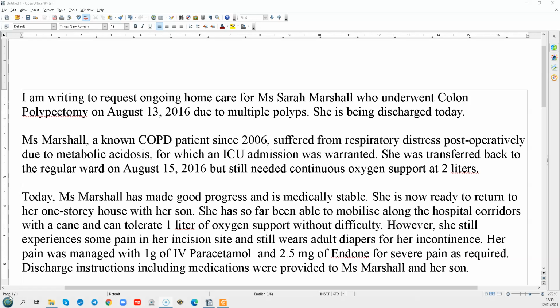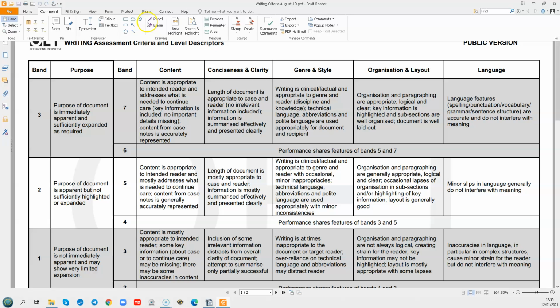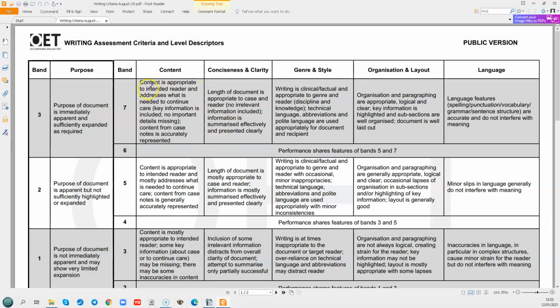So what you do, you go to the task and put yourself in the shoes of the reader, and that will inform you for audience and purpose. Now, audience, we need to know who we are writing to, content appropriate to the intended reader. So what do they need? What don't they need? And what language, the discipline, the technical terms would they need and understand, etc. So you need your purpose to be clear first.